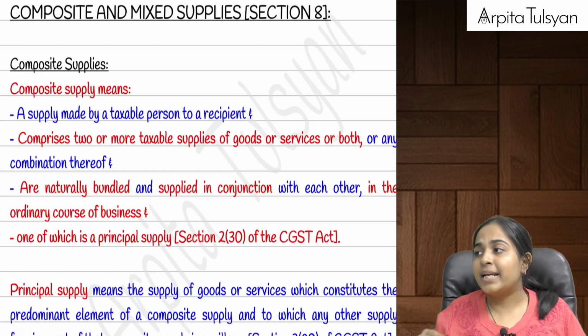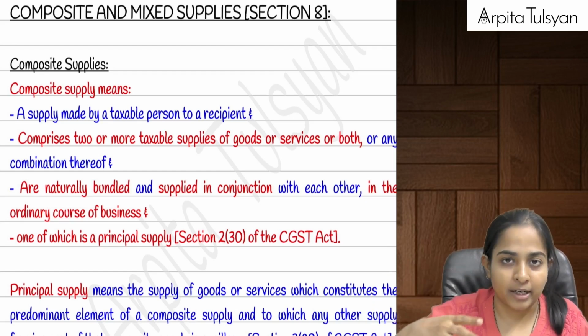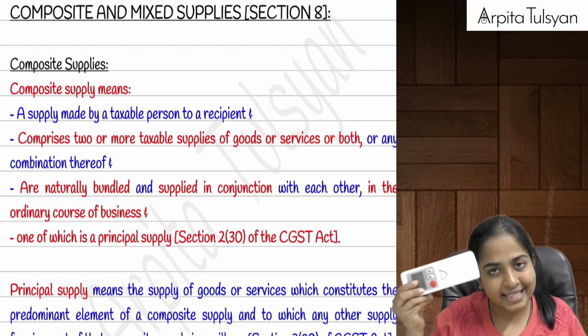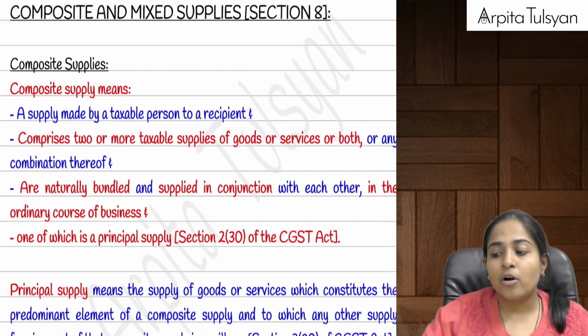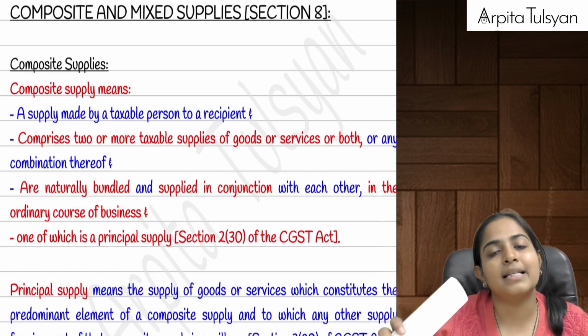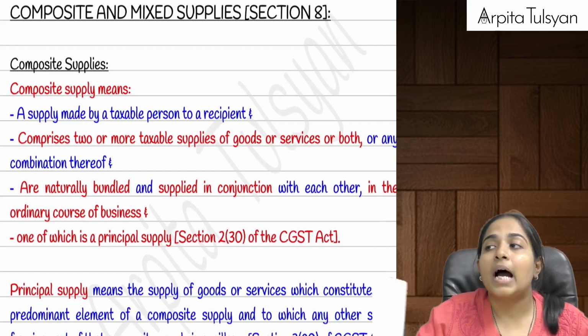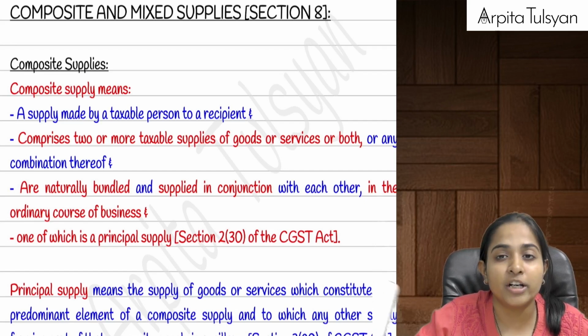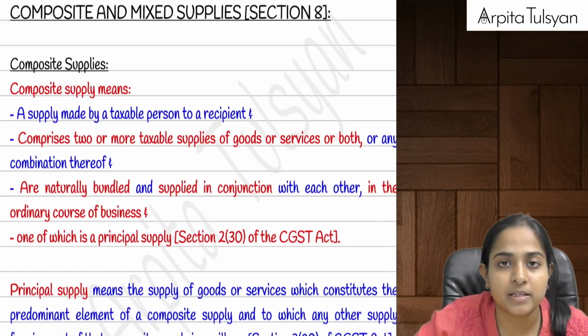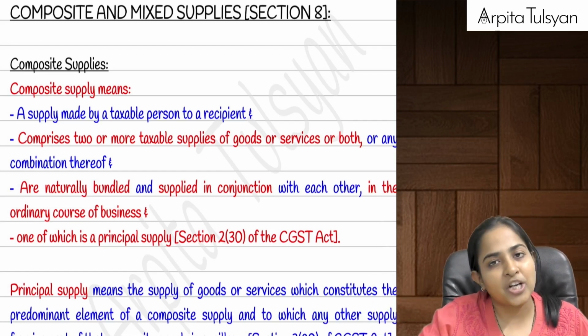Yes. Now let's say I am selling you a particular product, let's say an AC remote. And this AC remote is, let's say, for 400 rupees. Along with this, I have charged freight, transportation, courier charges, 50 rupees. So 450 rupees total I am charging you.